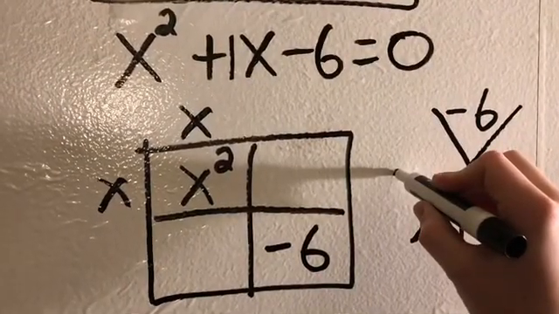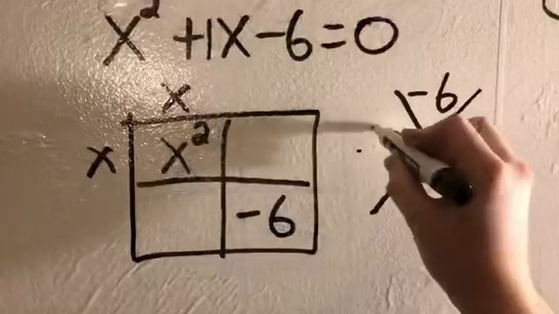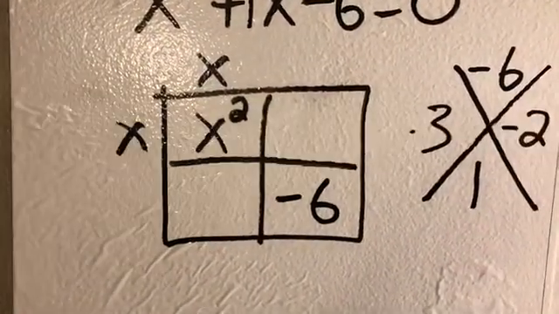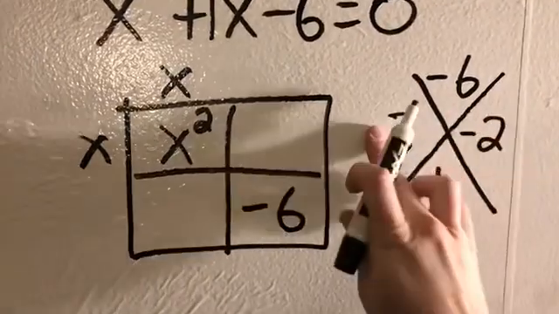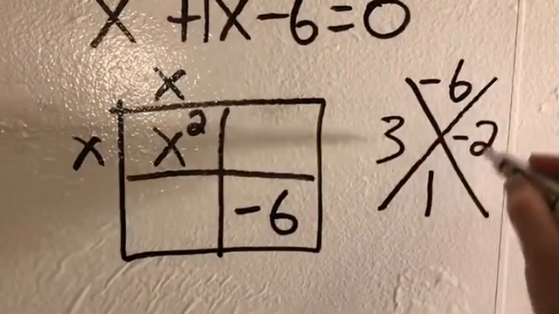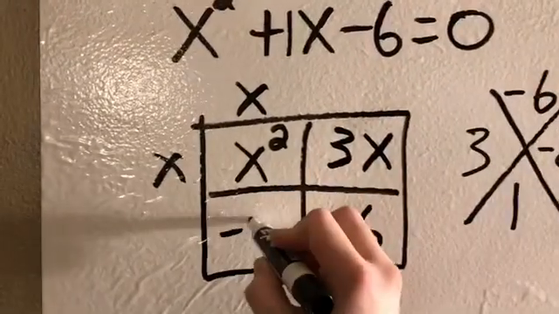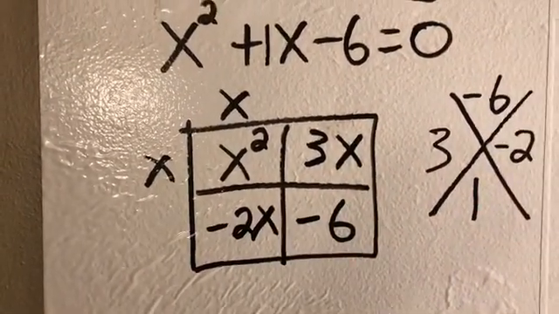It looks like we'll use 3 and 2. 3 times 2 is +6, so let's see if we make this negative. 3 times -2 is now -6. 3 minus 2 is 1. So that splits this up into 3x and -2x. And now we'll keep going.